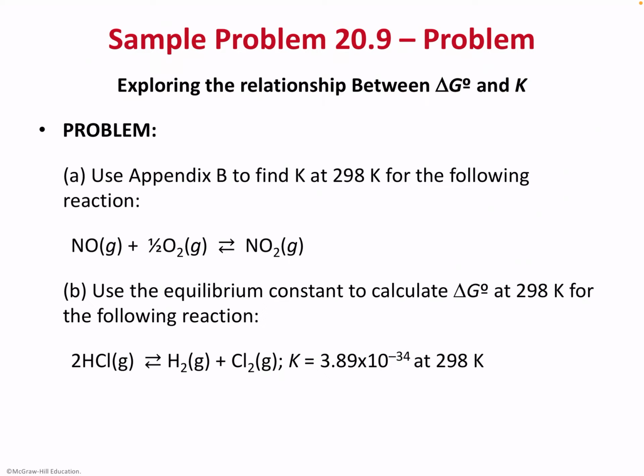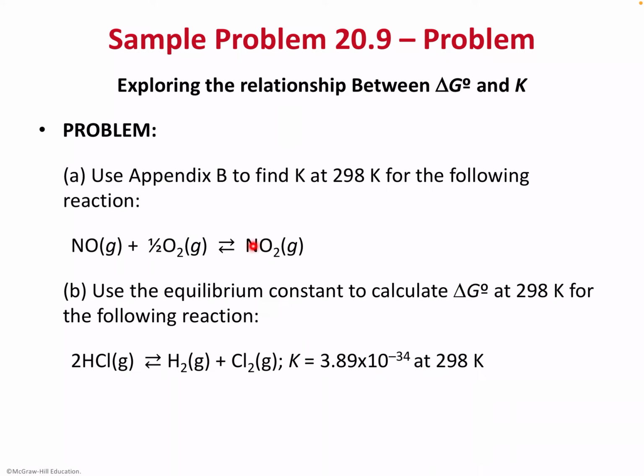Exploring the relationship between delta G naught and K. Use appendix B to find the equilibrium constant K at 298 Kelvin for the following reaction. We are given this reaction. And then use the equilibrium constant to calculate delta G naught at 298 Kelvin for the following reaction, 2HCl giving you hydrogen plus chlorine, and K is given.